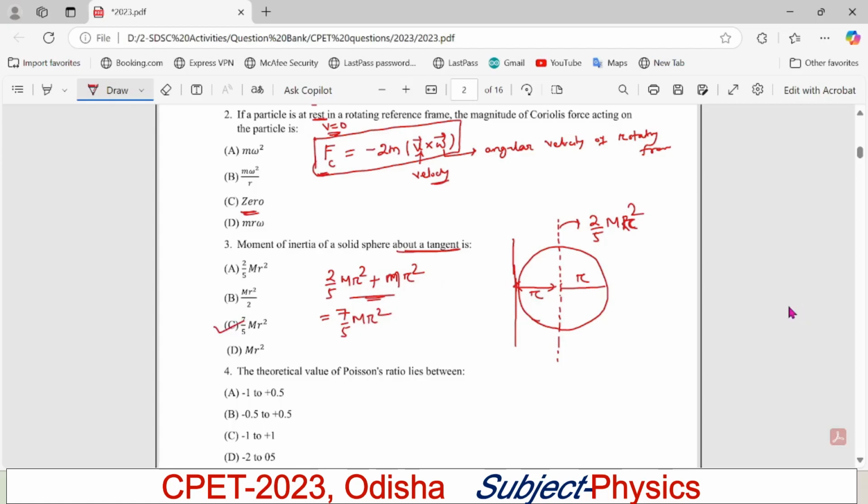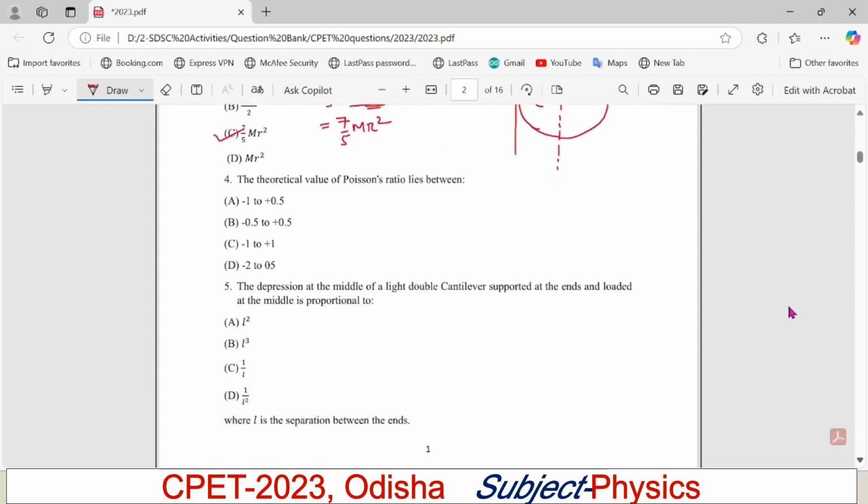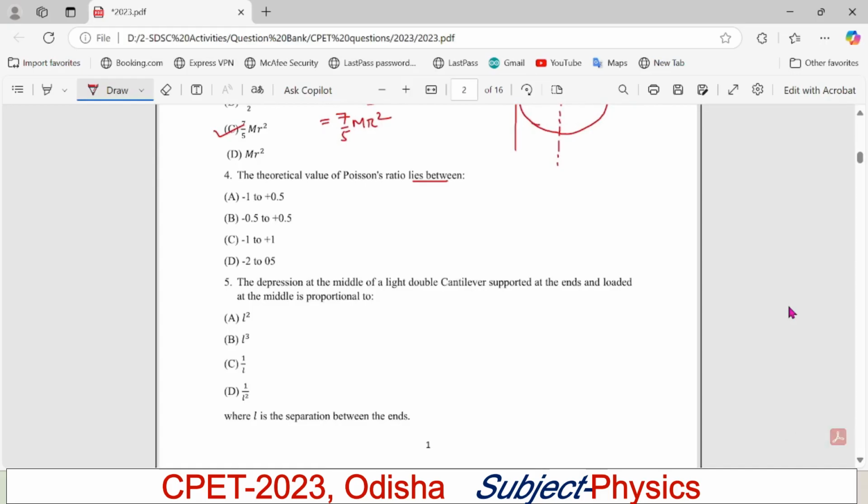Next, fourth question. The theoretical value of Poisson ratio lies between. It will lie between -1 to plus 0.5. That you have to remember.